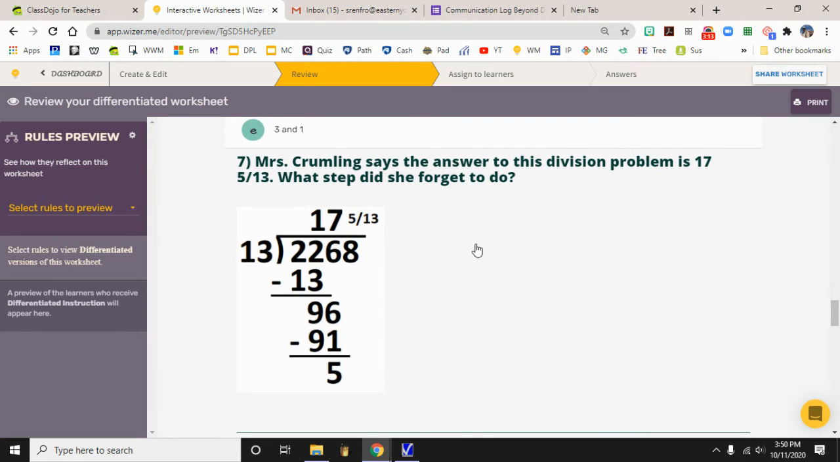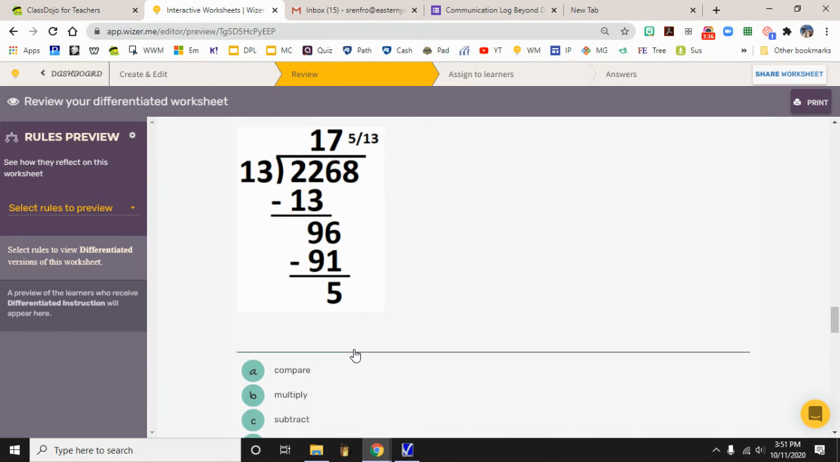Mrs. Crumley says the answer to this division problem is 17 and 5/13. What step did she forget to do? She forgot to bring down this 8. See, there's a spot above this 8 that she left blank. You know, this 5/13 should be out in here. She left a blank spot here, so she forgot to bring down the 8.